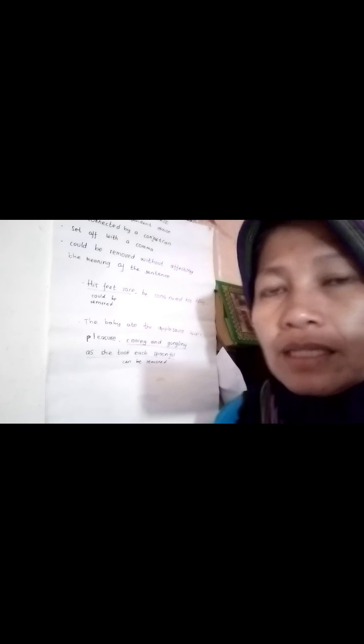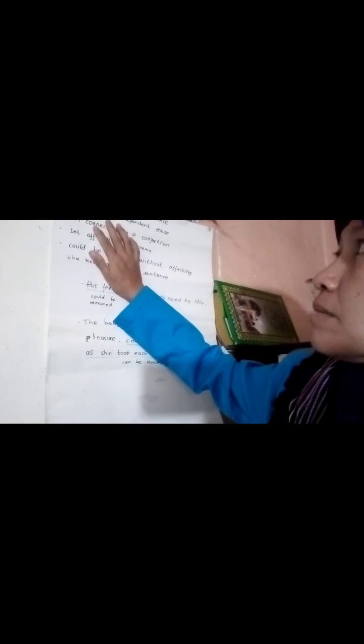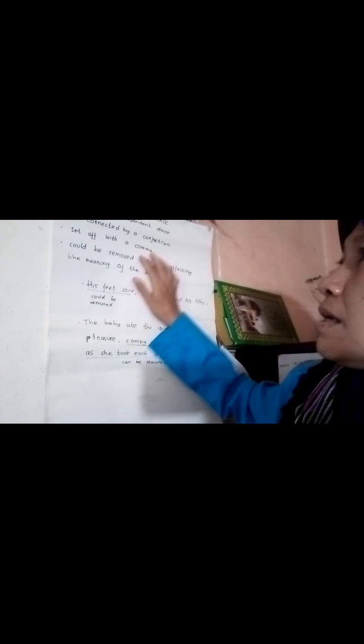The last phrase is the absolute phrase. What is an absolute phrase? It modifies the independent clause, is not connected by a conjunction, is set off with a comma, and could be removed without affecting the meaning of the sentence. The example would be, his feet sore, he continued his hike. "His feet sore" could be removed and it still makes a complete sentence that makes sense.